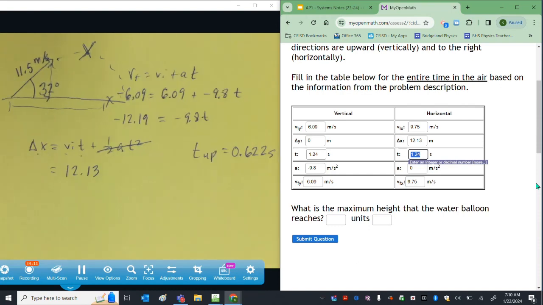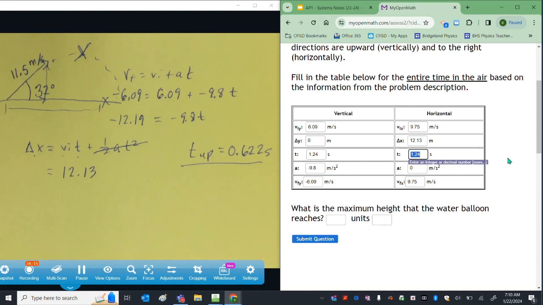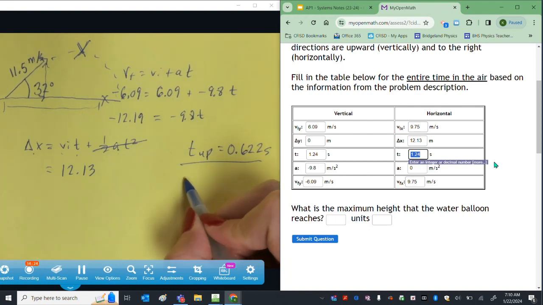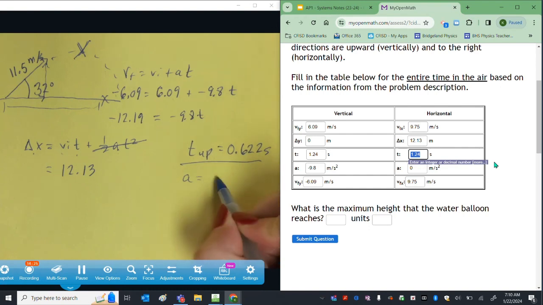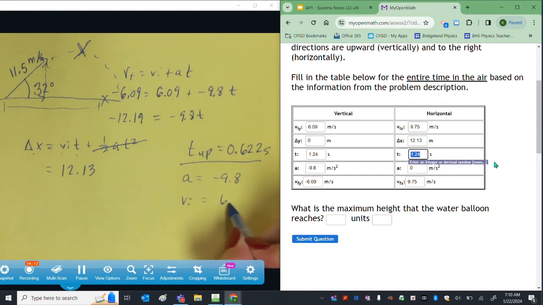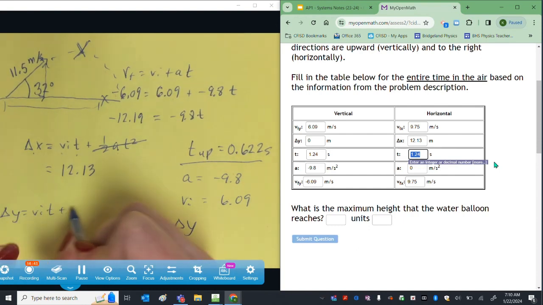And I can use this, and you can even add a third column on to do it to get to max height, but I can use this to solve for my vertical displacement. Okay, so if I use that time, I use my acceleration can still be negative 9.8, of course. My initial velocity, VI, is still 6.09. I can solve for delta y. And I can do it using this equation. Delta y equals VIT plus 1/2 AT squared.